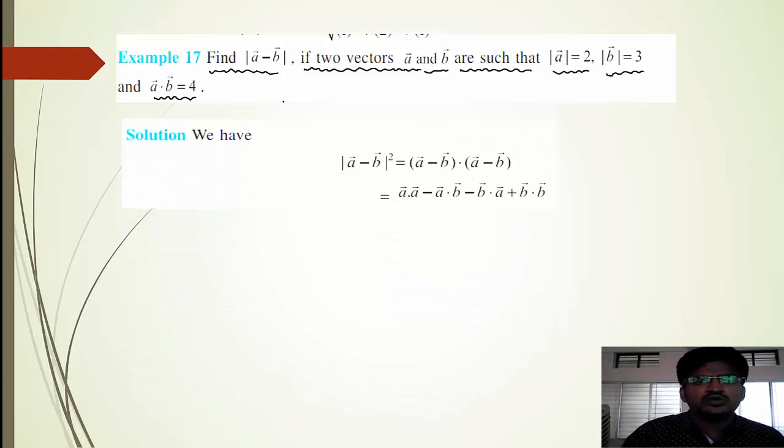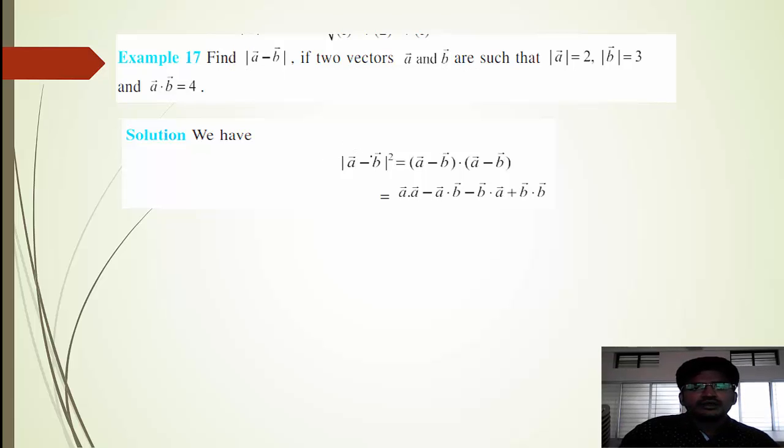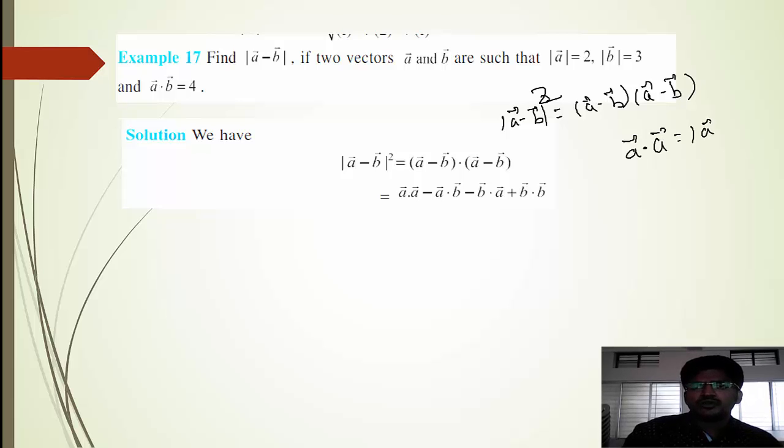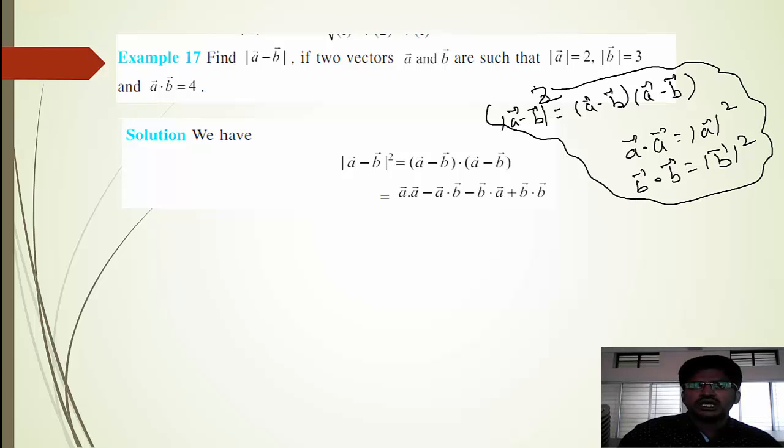See, they have said to find the magnitude of vector A minus vector B, so we take the whole square. Mod of vector A minus vector B whole square is nothing but vector A minus vector B dot vector A minus vector B. Clear? As you all know, vector A dot vector A is equal to what? Mod of vector A square. Vector B dot vector B is equal to what? Mod of vector B square. So this result we are going to use here.